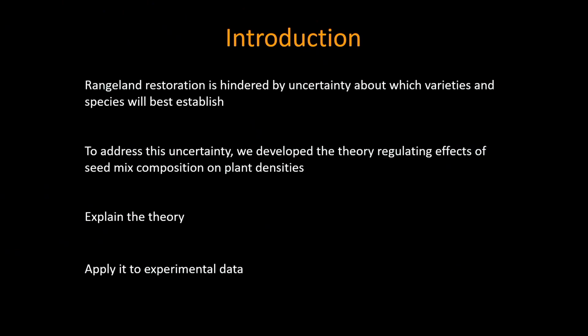So rangeland restoration is hindered by uncertainty about which varieties and species will best establish. I think we can all appreciate that. We don't know in advance when we're going through the seed catalog which ones are going to do best. To address this uncertainty, we developed the theory regulating effects of seed mix composition on plant densities. And like I said, I'm going to explain the theory, and then we're going to apply the theory to experimental data.